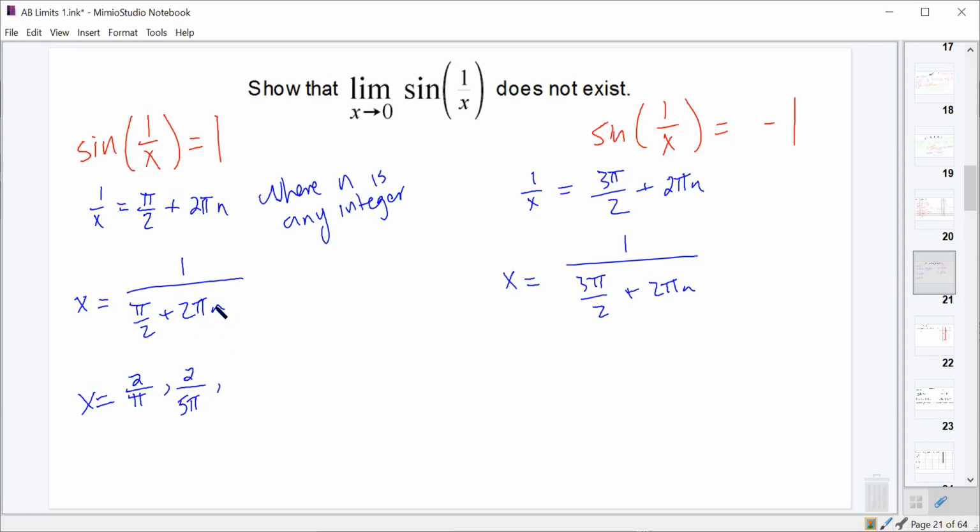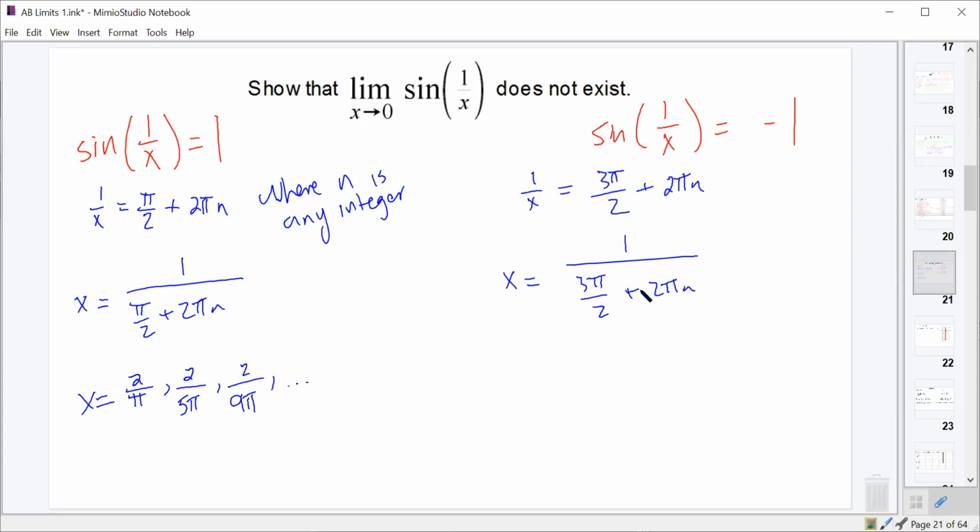And what about the next one? As n gets up to n equals 2, what am I going to have? This denominator is going to become 9 pi over 2. So when I take 1 over that, it ought to be 2 over 9 pi. And so on, right? The next one will be 2 over 13 pi and 2 over 17 pi and 2 over 21 pi and so on. Everybody good with that? Agree with that? Yeah. Okay.